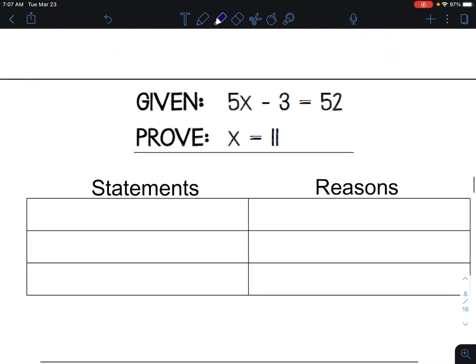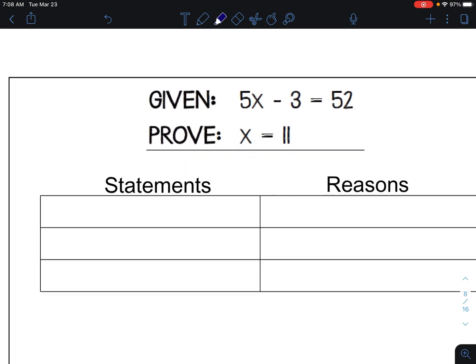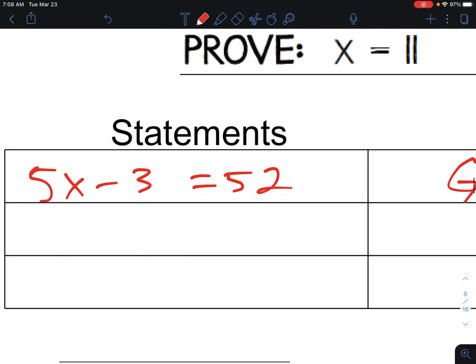Okay, let's try one more. And then you can try 2 on your own, and then we'll go over them and call it a day. Okay? So 5x minus 3 equals 52. Why do we put that there? That was given. All right, well, how are we going to get to x equals 11?